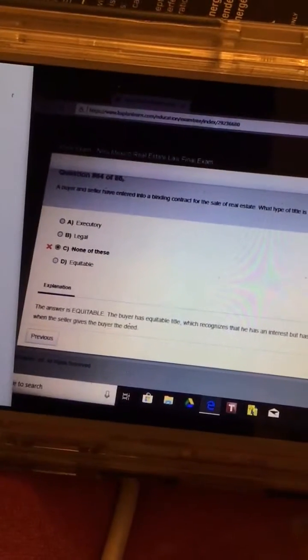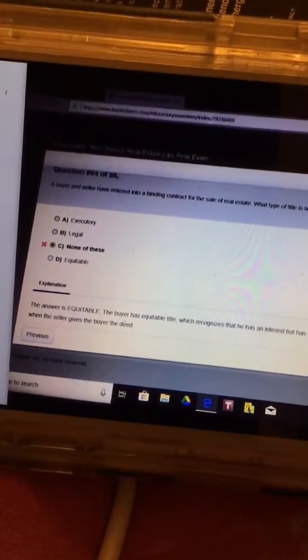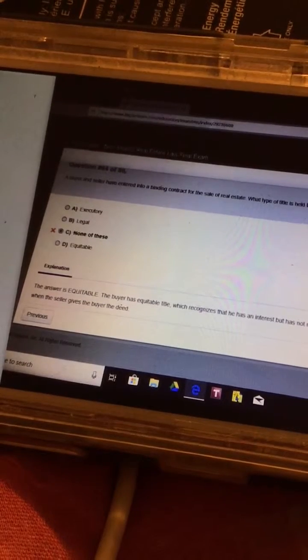A buyer and seller have entered into a binding contract for the sale of real estate. What type of title is held by the buyer? A, executory, B, legal, C, none of these, or D, equitable? The answer is D, equitable. The buyer has equitable title, which recognizes that he has an interest but has not received legal title. Legal title will pass at closing when the seller gives the buyer the deed.